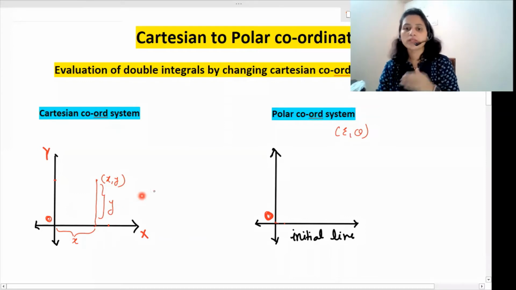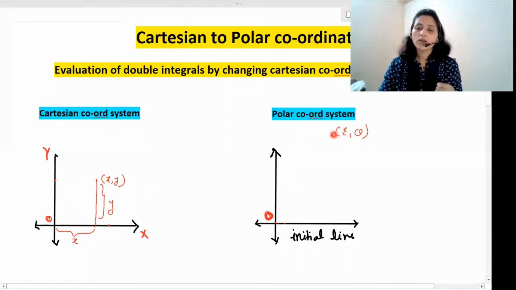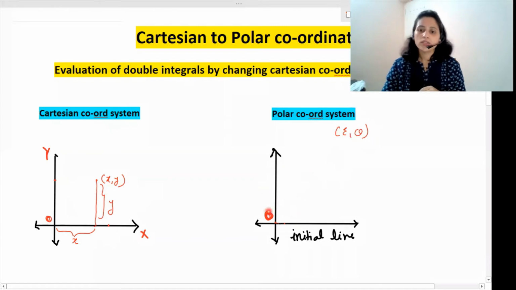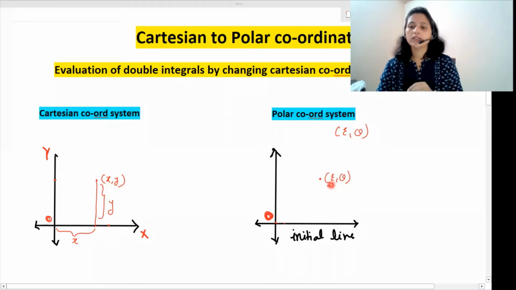Now we move towards the polar coordinate system. In polar coordinate system, the polar coordinates are represented by r comma theta, okay? Now let's see what is r and theta. So this is the polar coordinate system. This is origin, and I am taking this point with the coordinates r and theta, okay? So let's see what is r, what is theta.